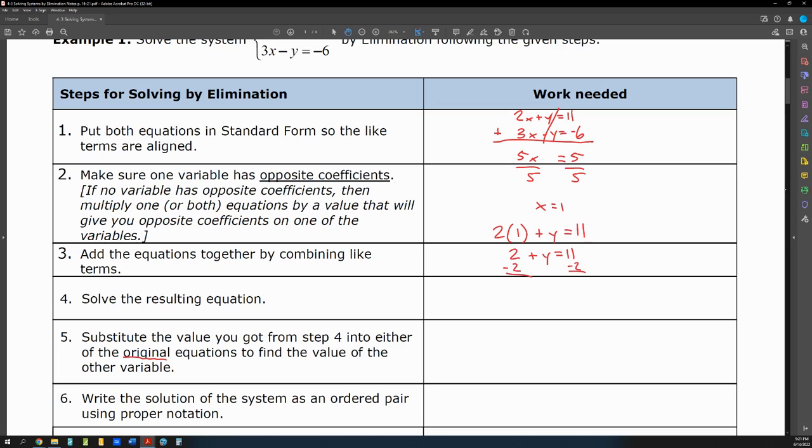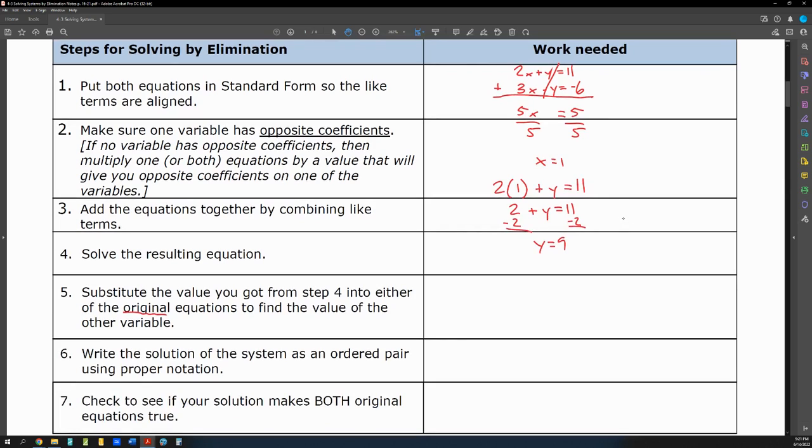Subtracting 2 from both sides, we get y is equal to 9. Step 6 says to write the solution as an ordered pair. So the ordered pair solution in this case is (1, 9). And then step 7 is to check both of the original equations to make sure that it's true.